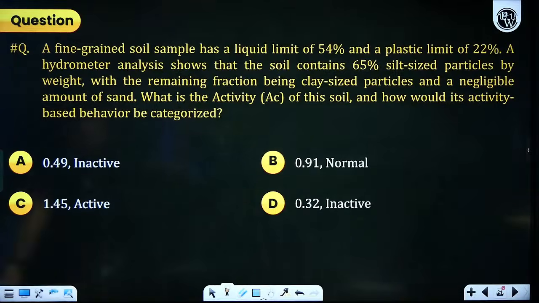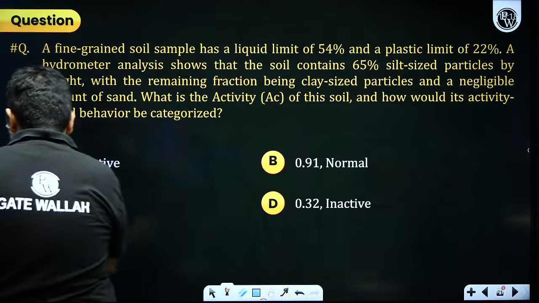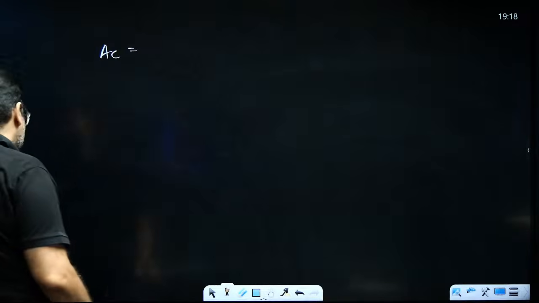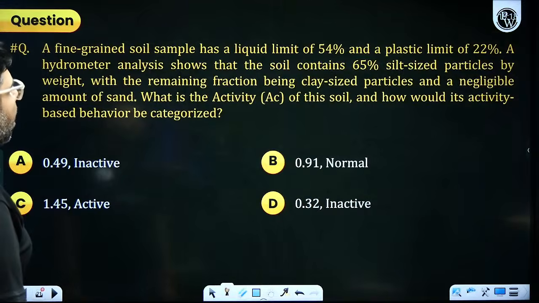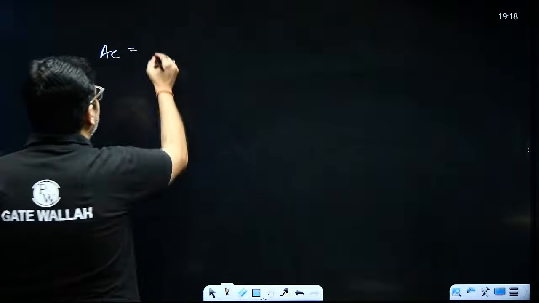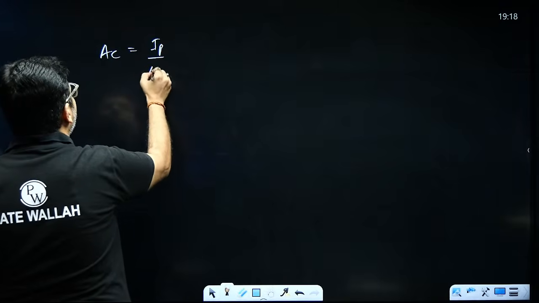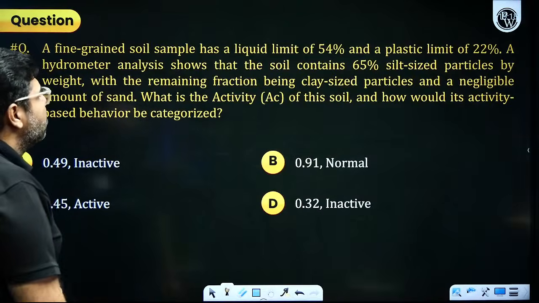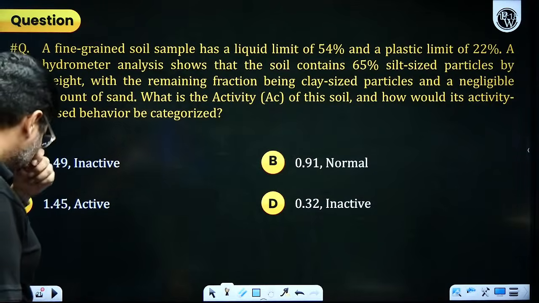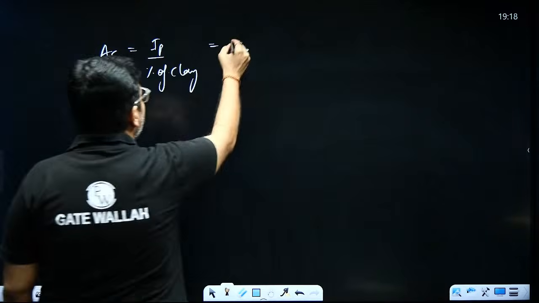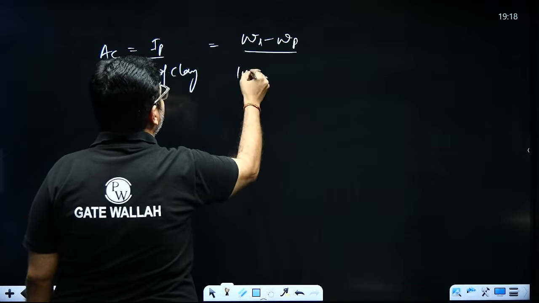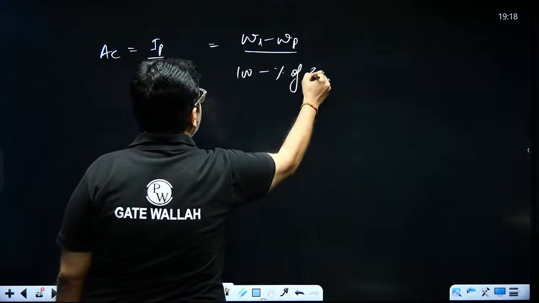Very good. So, you have to calculate the activity number here. Very interesting question on activity number. Activity number is what? IP upon percentage of clay particles. IP is what? WL minus WP. So it is WL minus WP upon 100 minus percentage of silt.